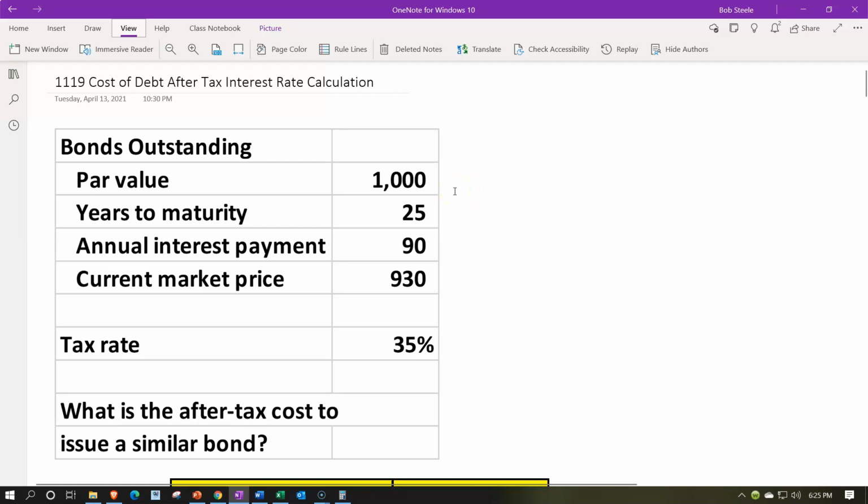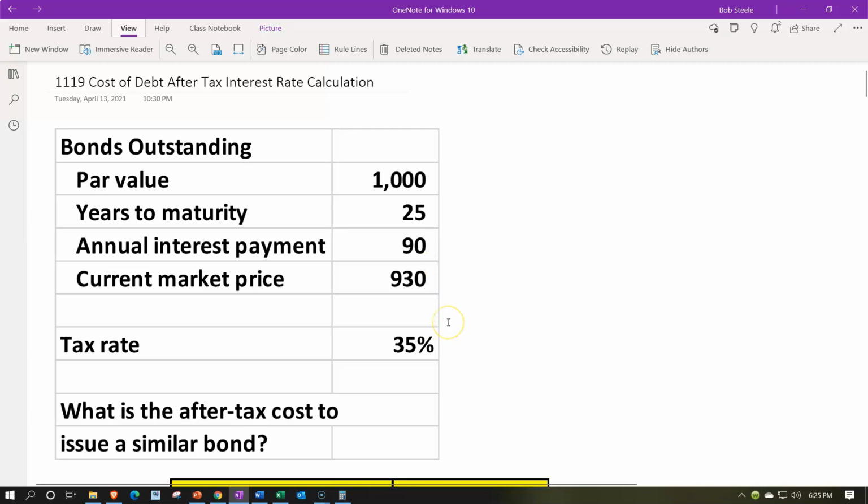So we have the par value, which is 1,000. We have the years to maturity, which is 25. The annual interest payment is 90. That means that the interest rate on the bond is 90 divided by 1,000, or 9%. So 9% bond interest rate. And then the current market price is 930, and the tax rate is 35%.